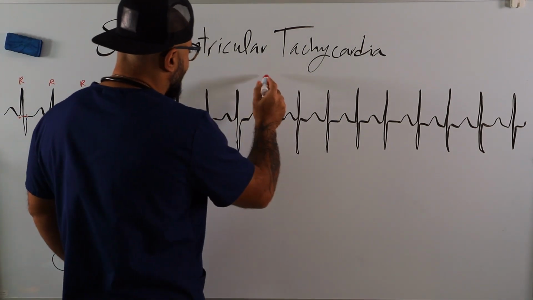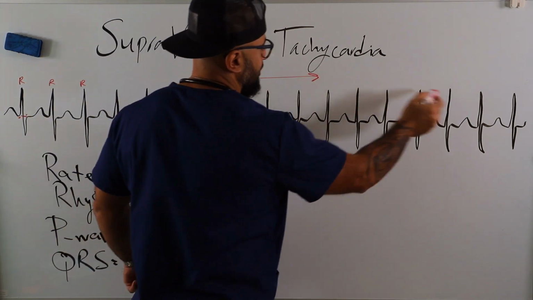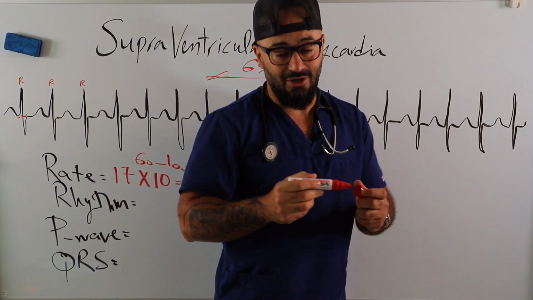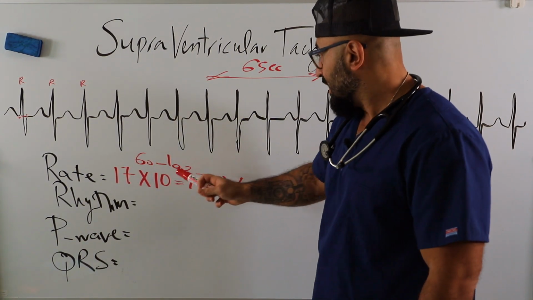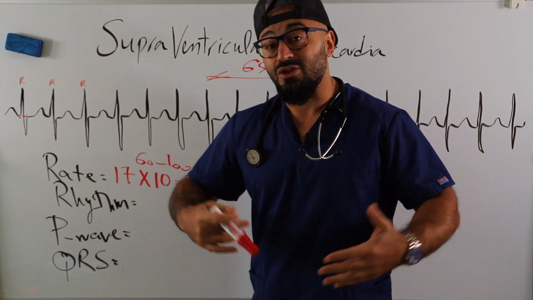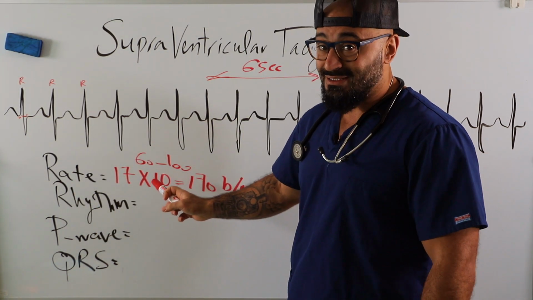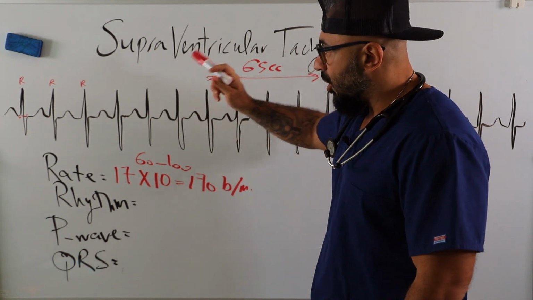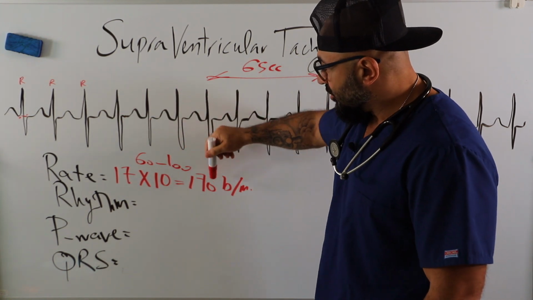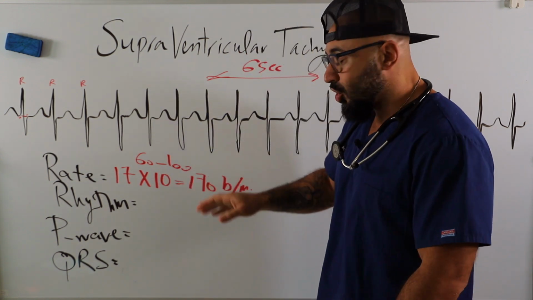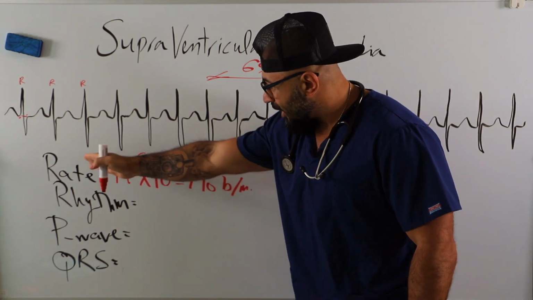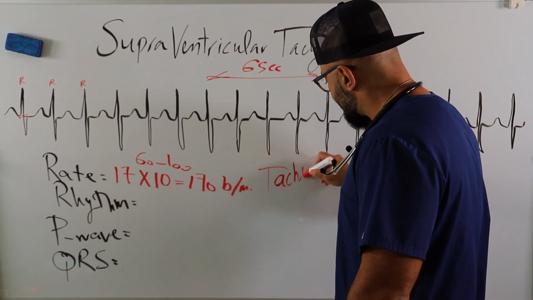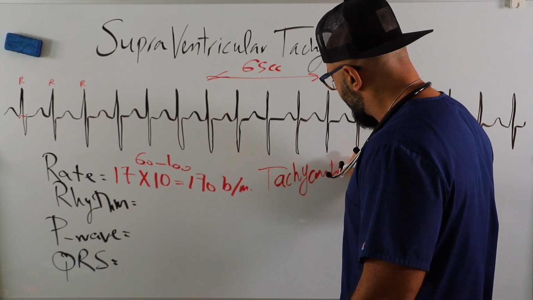Now I want you to keep in mind that this strip from here to here is a 6-second strip, which is the standard, all right? So that's why we multiplied by 10. Now, if you have a 3-second strip, a 12-second strip, you cannot multiply by 10, right? So 6-second strip, it's 17 R waves multiplied by 10. The heart rate is 170. What do I call this? Is it a bradycardia or a tachycardia? Of course, this is a tachy, right? This is a tachycardia. Fast heart rate.